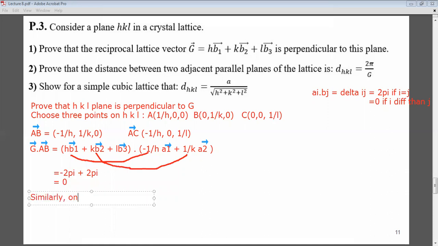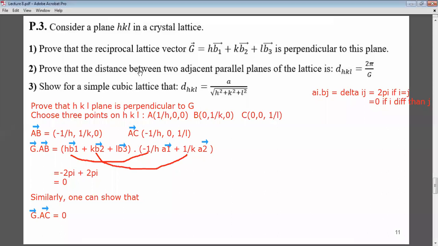Similarly, one can show that G dot AC is equal to 0. So similarly, you can do it on your own. You can prove that G dot AC is equal to 0. If not, just shoot me an email and then we can go through this again together in the live session.